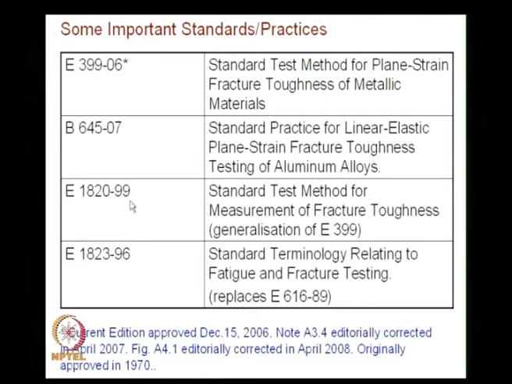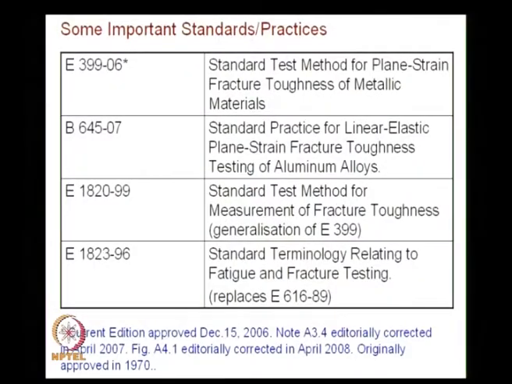Then you have another standard, E1920-99. It is a standard test method for measurement of fracture toughness. It is a generalization of E399. Then you have another standard, E1823-96, standard terminology relating to fatigue and fracture testing. This replaces E616-89. I had already mentioned there is overlap of symbols between fatigue and fracture. So, people also looked at this issue and standardized which way those quantities have to be referred.